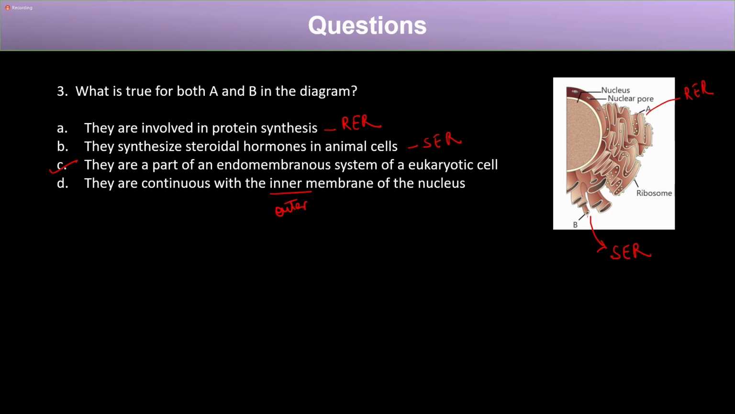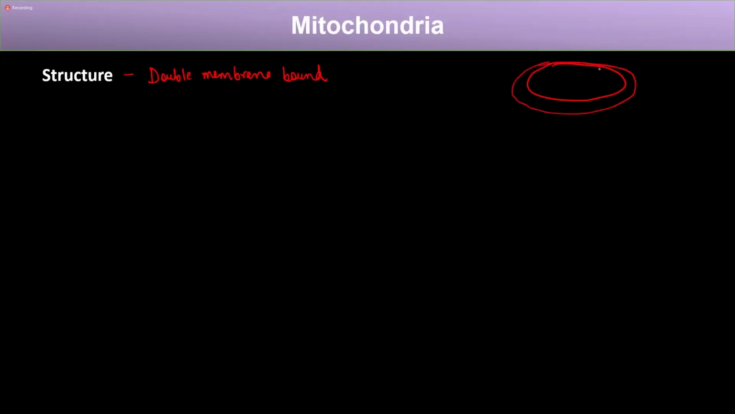Now, after studying the endomembrane system, next we will move to another organelle that is present in most eukaryotic cells, and it is known as mitochondria. First, let's discuss the structure of a mitochondria. Mitochondria is a double membrane bound structure, right? So the mitochondria will look something like this. It will have a double membrane with certain modifications that we will see.